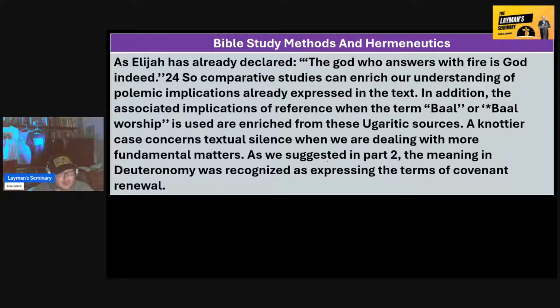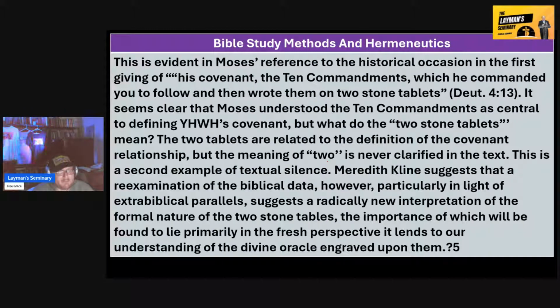As we suggest in part 2, the meaning in Deuteronomy was recognized as expressed in the terms of covenant renewal. This is evident in Moses' reference to the historical occasion in the first giving of his covenant, the 10 Commandments, "which he commanded you to follow and then wrote them on 2 stone tablets," Deuteronomy 4. It seems clear that Moses understood the 10 Commandments as central to defining Yahweh's covenant.